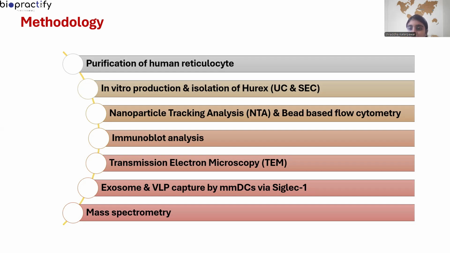Next is the bead-based flow cytometry assay. In this assay, the samples which we got from the previous steps, the SEC and UC ultracentrifugation samples, were coupled with aldehyde or sulfate latex beads. When we couple our supernatant and the beads, the beads will interact with our sample, so that the exosomes get attached to the bead.